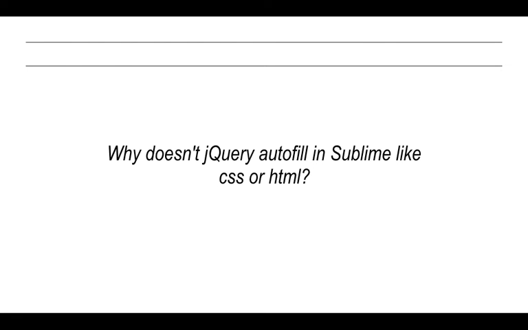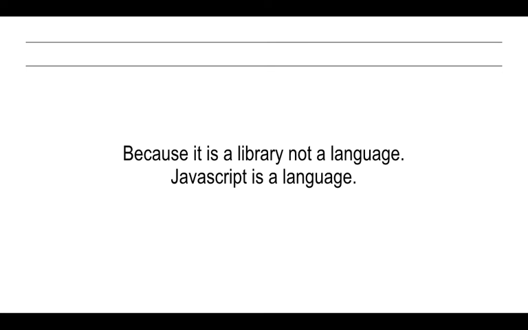These are some of the questions that you guys had from last class. So why doesn't jQuery autofill in Sublime like CSS or HTML? That is because jQuery is a library and not a language. So there's no syntax built into Sublime for jQuery. But there is for JavaScript. So it's going to do the same syntax highlighting, but it's not going to autocomplete. It's only going to autocomplete for JavaScript.